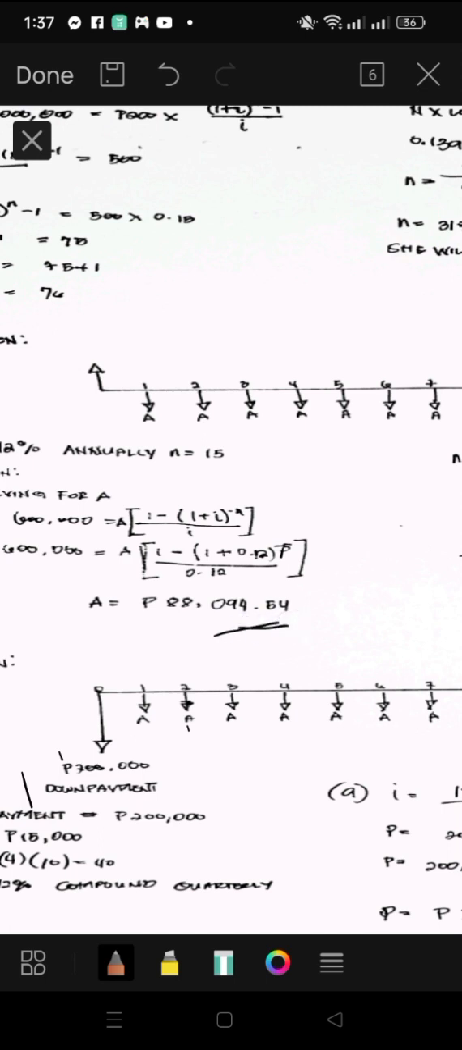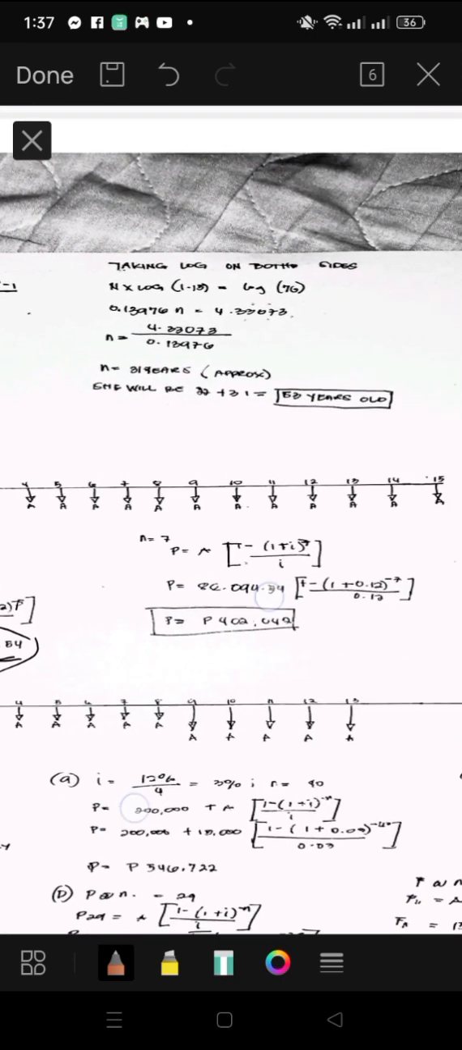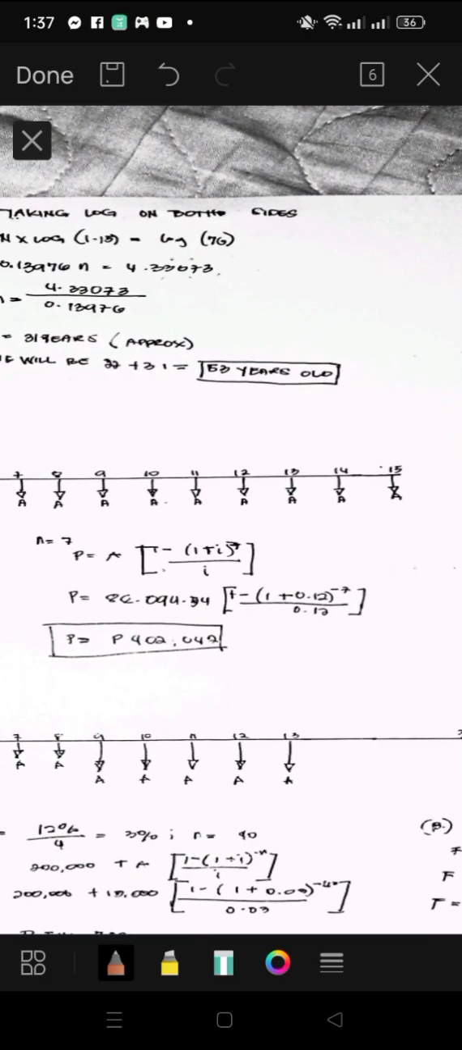So let's go to find what is required. P is equal to A times the quantity of 1 minus 1 plus i raised to negative 7 over i. So let's simplify the solution. 88,094.54 quantity of 1 minus 1 plus 0.12 raised to the power of negative 7 over 0.12. So the final answer is 402,042.